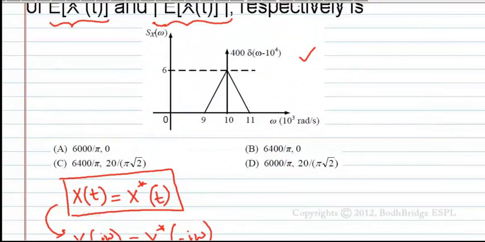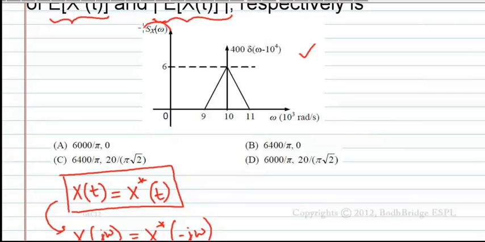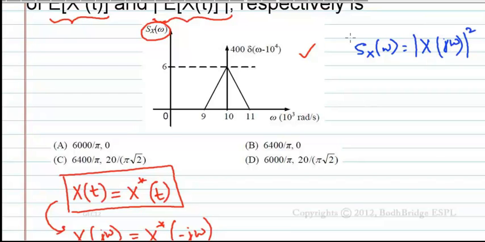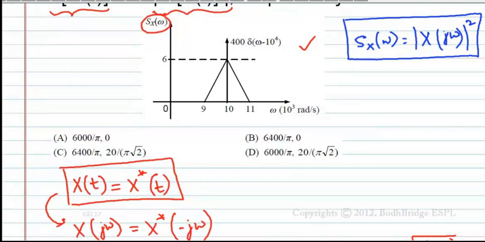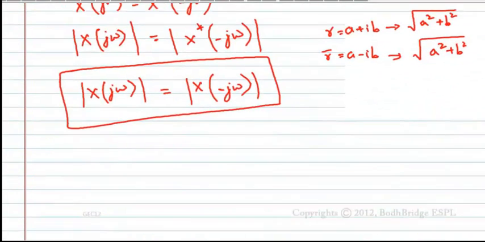Now, what has he given? He has given power spectral density Sx of omega. What is power spectral density? Sx of omega is mod x of j omega square. Whenever you want to find power spectral density, always find the Fourier transform of the signal, and the mod of the Fourier transform square gives the power spectral density.